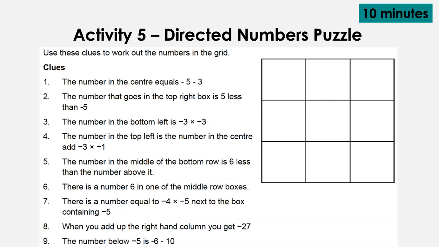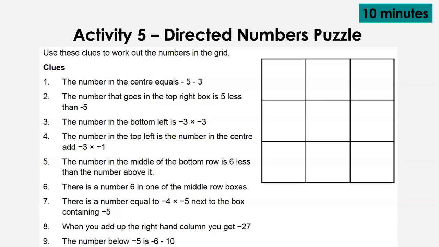Okay, so for this activity, it's called a directed numbers puzzle. It's called directed because it's got instructions. It's kind of like a magic square, almost, except that the instructions are very explicit, and it tells you for each of the boxes what the number is going to be. So start with the top clues and work your way all the way down to the bottom. For instance, the first clue is that the number in the center box is equal to -5 take 3. So you'd start there. Put your answer in the central box.